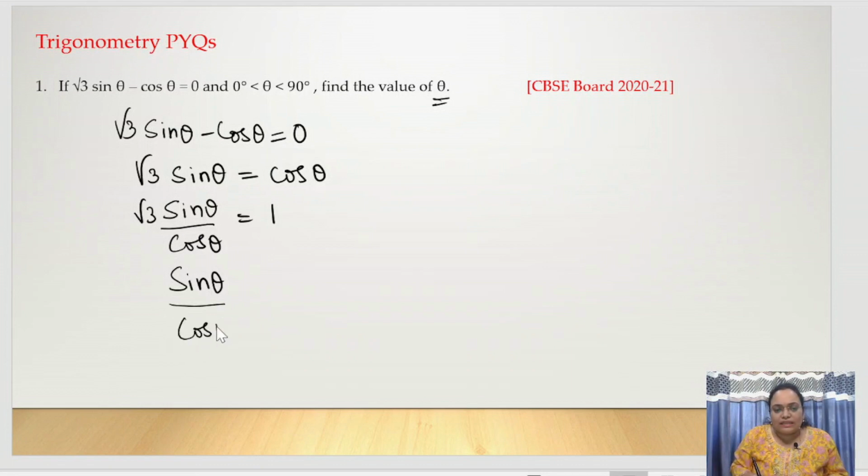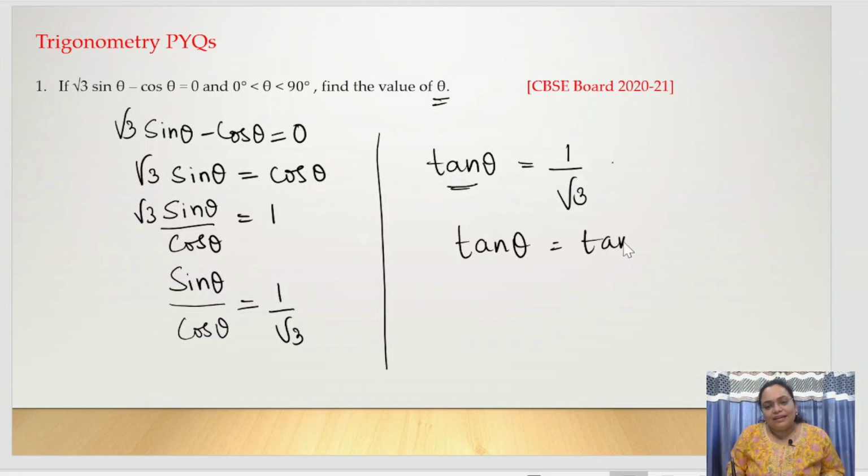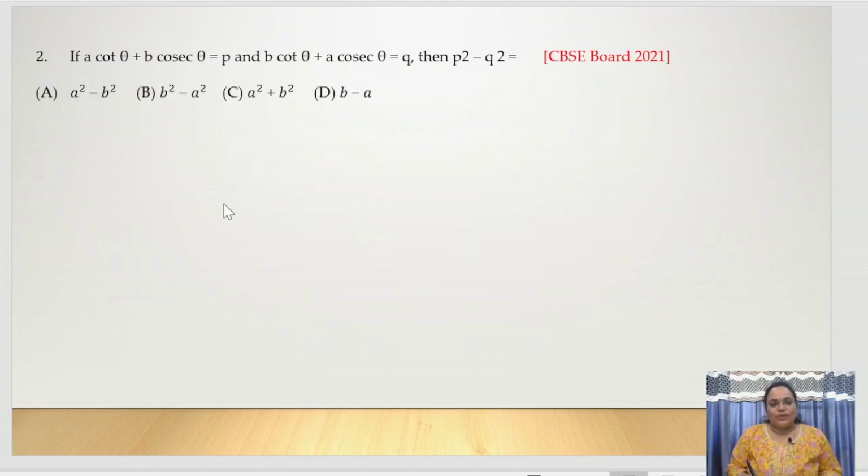I'm just sending this root 3 to RHS. Sin theta by cos theta equals 1 by root 3. Now what is sin theta by cos theta? That is tan theta. Tan theta is equal to 1 by root 3. And what is the value of 1 by root 3 in terms of tan? It is tan 30 degrees, right? From here we can say theta is equal to 30 degrees.